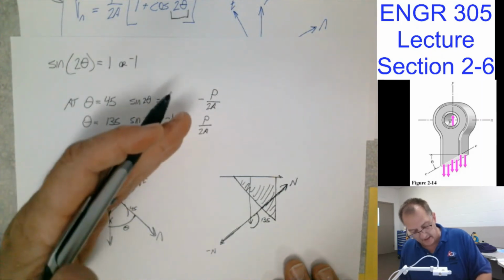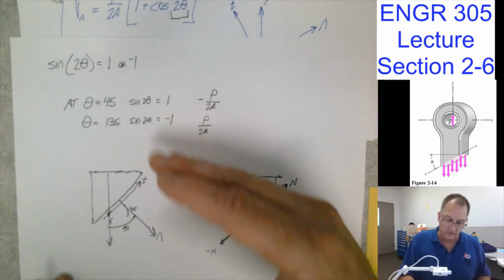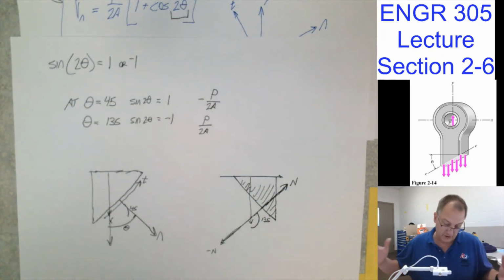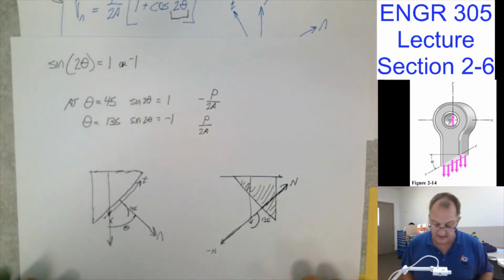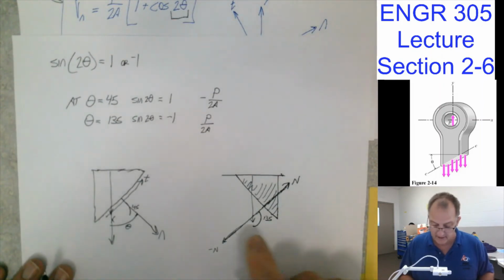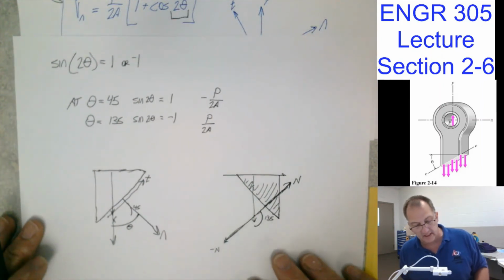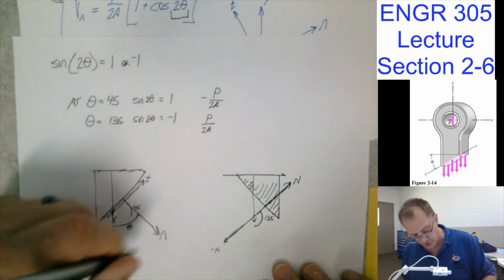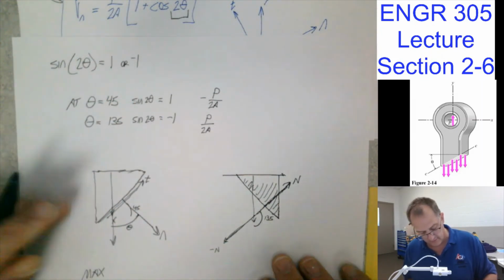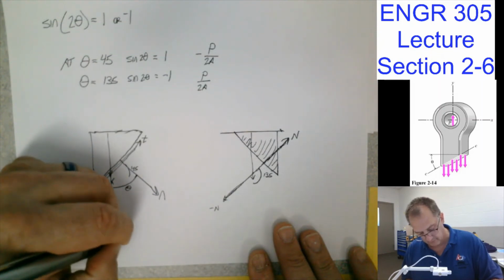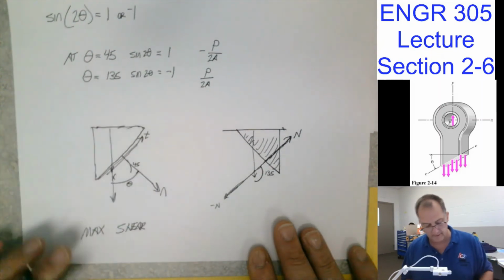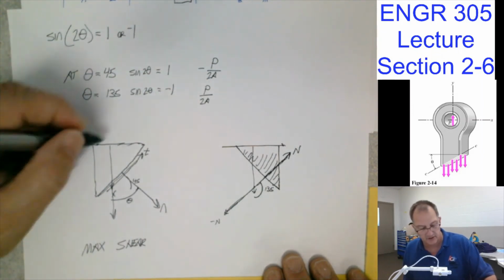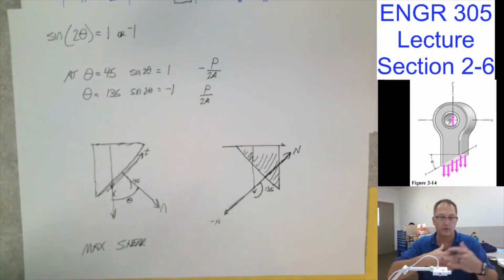So I cut it at the 45 or I cut it at the minus 45 because I'm dealing with 2 theta. It shows up as 90 and 270 degrees. That's where I get these maximums. And so now what you're seeing is, this is where I get the maximum shear. That's where I have the maximum shear. If I want the maximum normal force, it's just where that angle is 0.